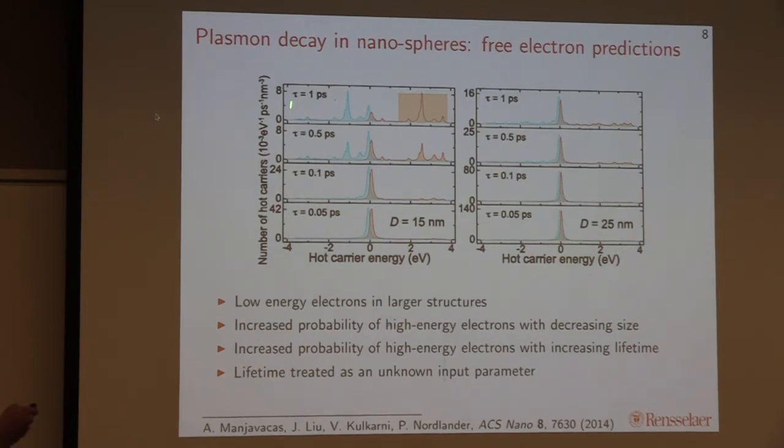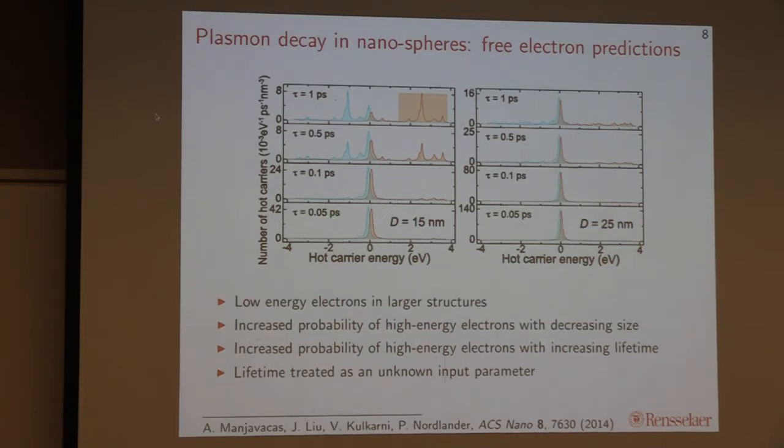So what this plot is showing you is probability of hot carriers as a function of carrier energy relative to the Fermi level for spheres of two different diameters, 15 nanometers and 25 nanometers, and the y-axis is assuming a lifetime of the carrier as an unknown parameter. So it's saying if I could generate a carrier and it lived for 1 picosecond, this would be my hot carrier distribution, and so on if it happened to be up to 50 femtoseconds.